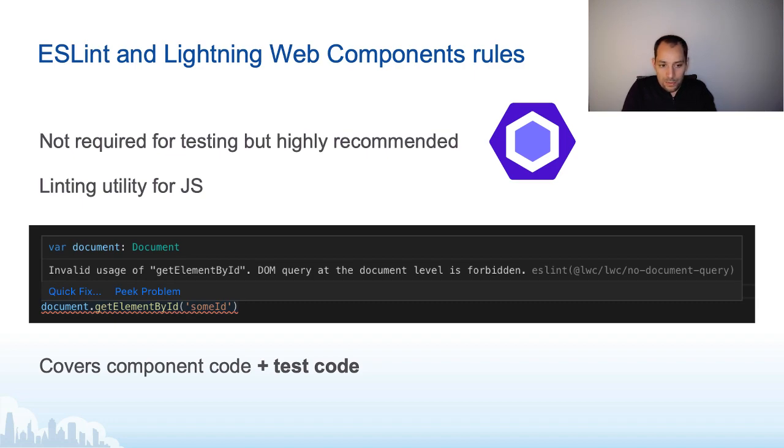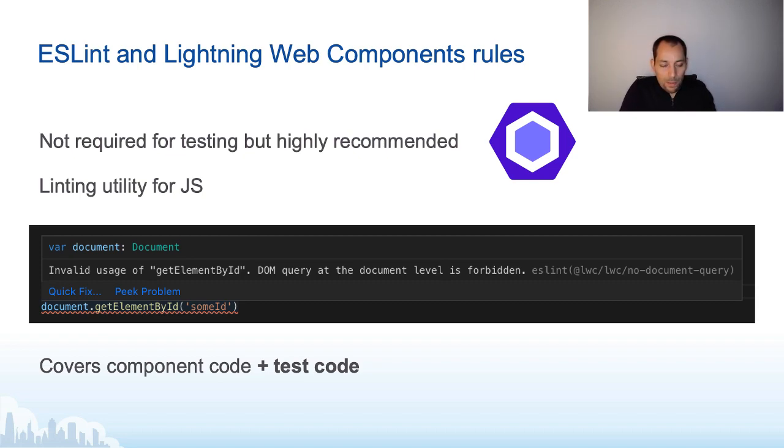Why is that? Why is this a problem? Well, when you're doing Lightning Web Components, the IDs are automatically regenerated, so you cannot rely on a static ID like some ID here in this example. So what linting will do is that it will give you some errors when you see something like that.